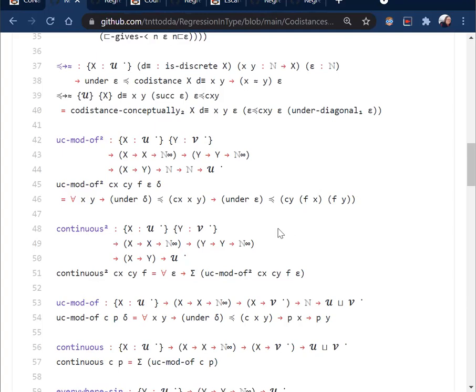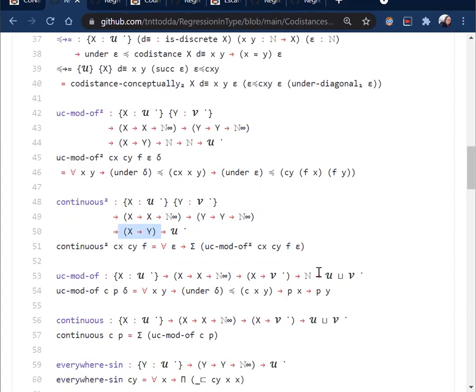And so what we say is, say we have two types, x and y. They both have codistances, and there's a function from x to y. Then this function is continuous if for all epsilon, there is a delta such that for any x and y, if the codistance between x and y is above or equal to delta, then the codistance between f x and f y is above epsilon.